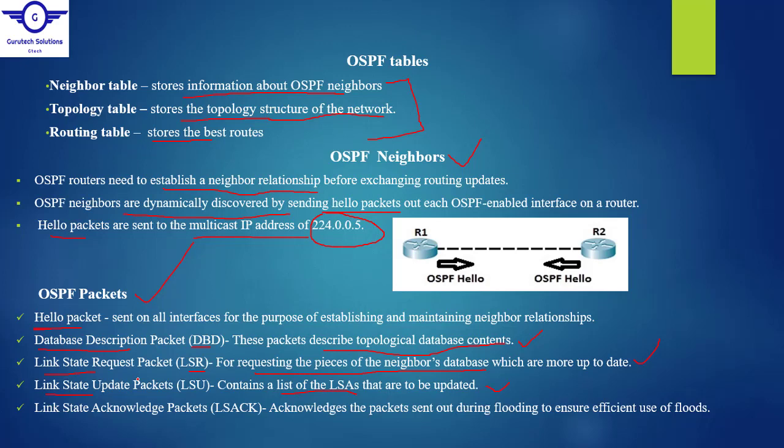And now finally, link state acknowledgement. Now when you receive something, you should acknowledge. Under the final packet, you acknowledge the receipt of the update. So guys, what's important here is to know the 5 types of OSPF packets and the use of each packet.